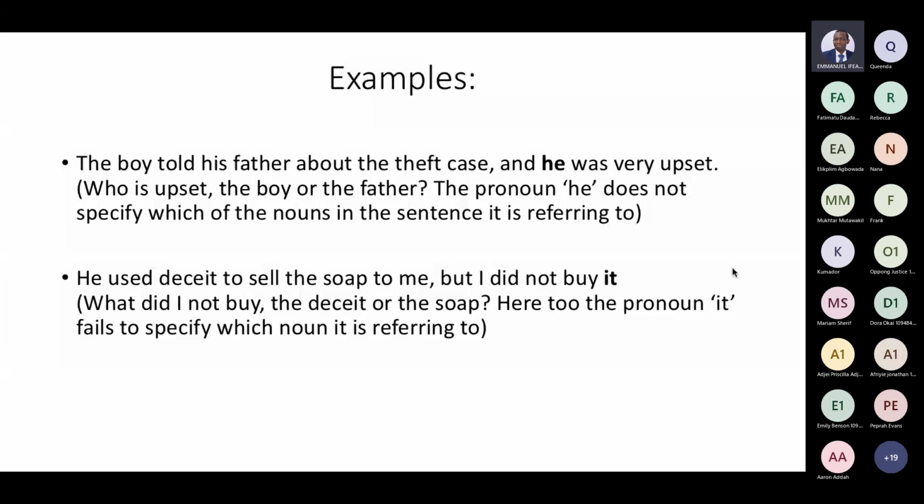Another example: he used deceit to sell the soup to me, but I did not buy it. What did I not buy, the deceit or the soup? Here too, the pronoun "it" fails to specify which noun it is referring to.